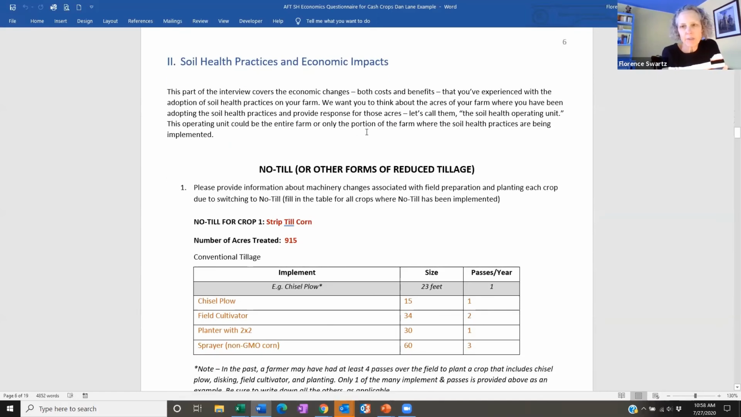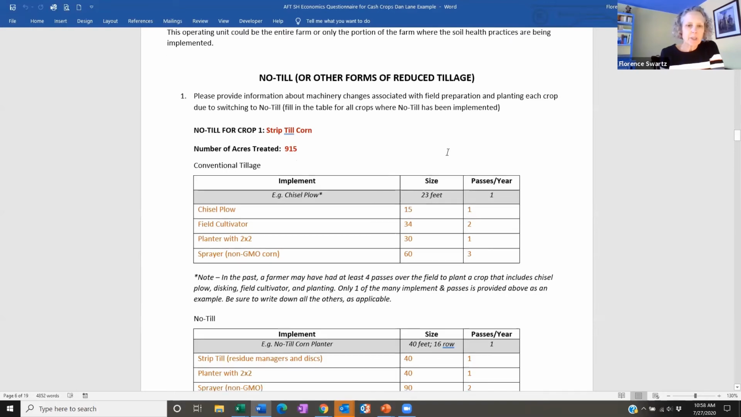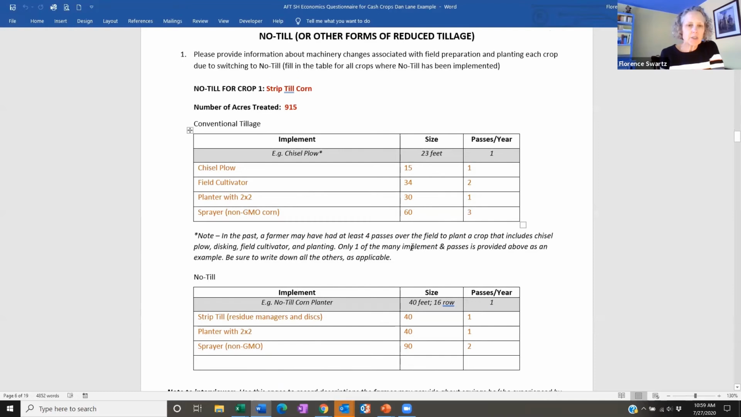Now we're at part two. So this is the part where our interviewer would actually be sitting down with the farmer. Well, actually, those first questions at the beginning, those general questions, were part of that interview as well. But this is the part where we get into the economic effects, and it's split up into the 4 practices. The first one here is no-till or other forms of reduced tillage. And we're getting at the changes in the equipment or the machinery that's being used here.